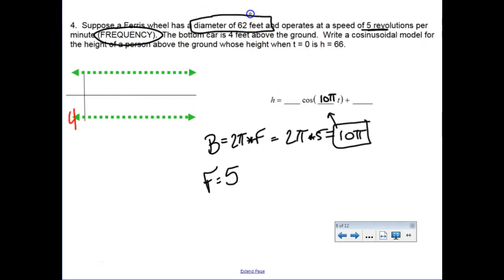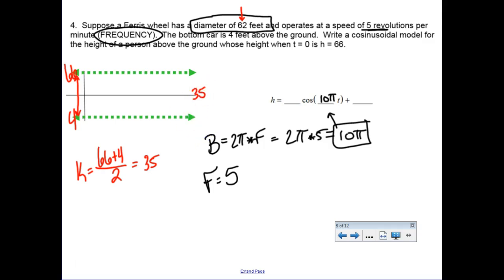All right, and then this clue's weird. The diameter of the wheel is 62 feet. So if you're at the bottom of the wheel and I'm at the top of the wheel, we are literally 62 feet apart from each other. So we have to think about this entire range as being 62. So if I start at 4 and I add 62 to it, this top line here is a 66, which means the middle is 66 plus 4 divided by 2. I always find the midline first, the k. So that is 70, so 35. So this line here is 35.